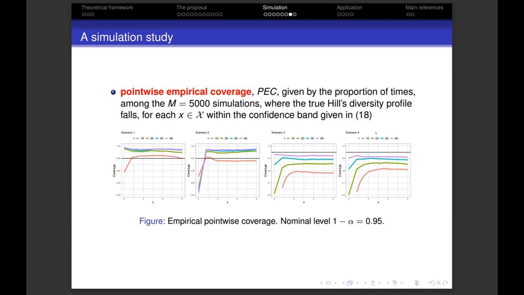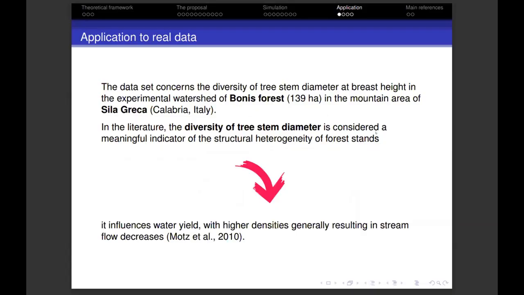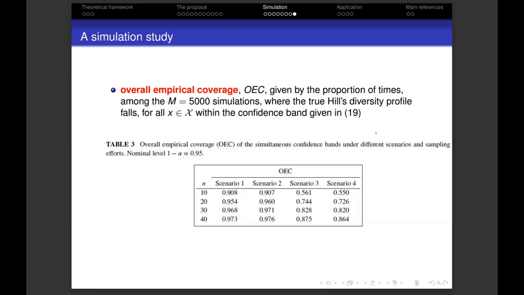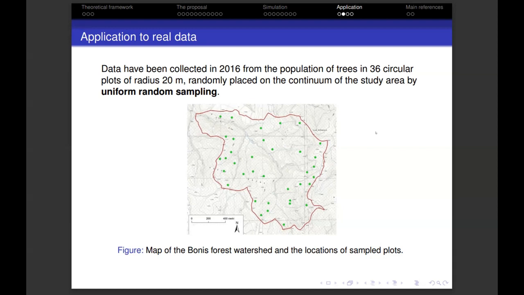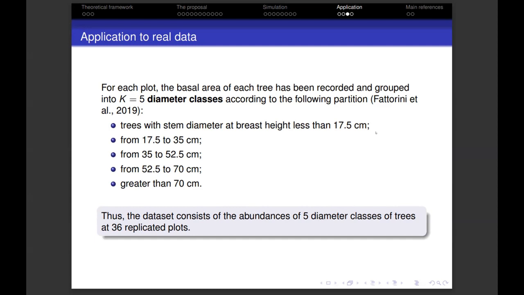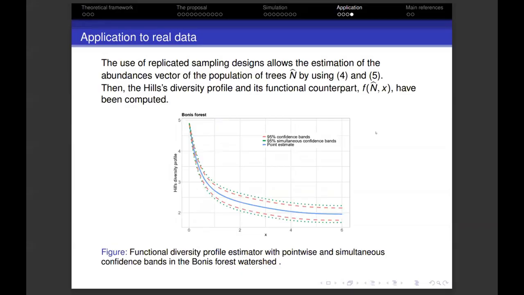Okay, these are the results. Now the empirical application. We apply our approach in Bonis Forest, in Sila, Italy. This is the study area, with the points in green, and the trees are divided by stem into five diameter classes. This is the diversity profile and the relative confidence band.